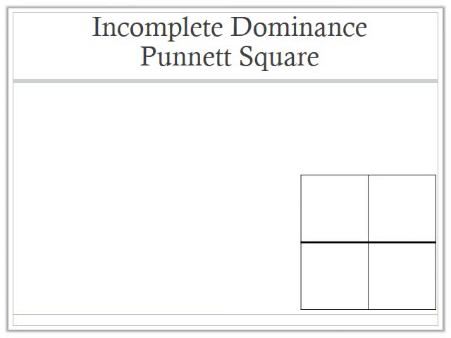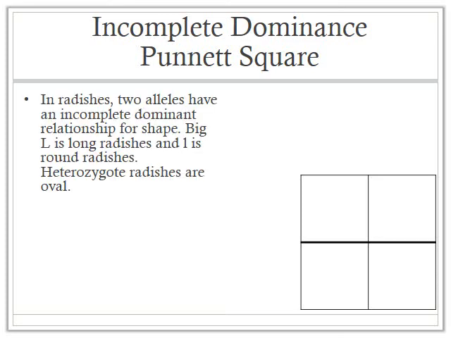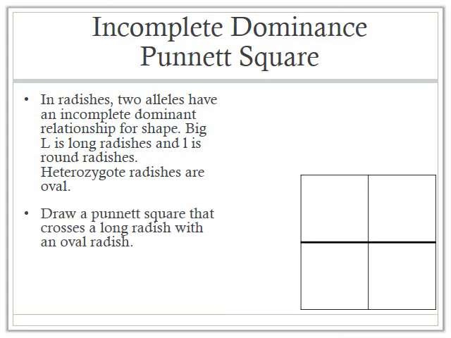Here I have another example of an incomplete dominance situation. So in radishes, we have two alleles that have an incomplete dominant relationship for shape. Big L is long radishes. Little l is round radishes. The heterozygote radishes are oval. So big L, little l will be oval, in between the long and round.